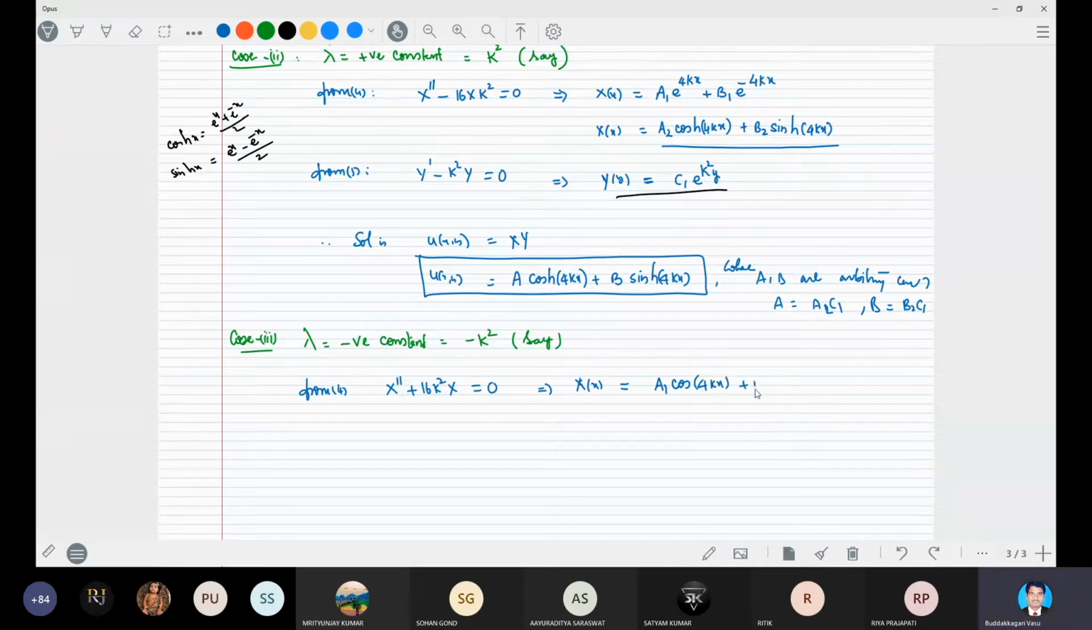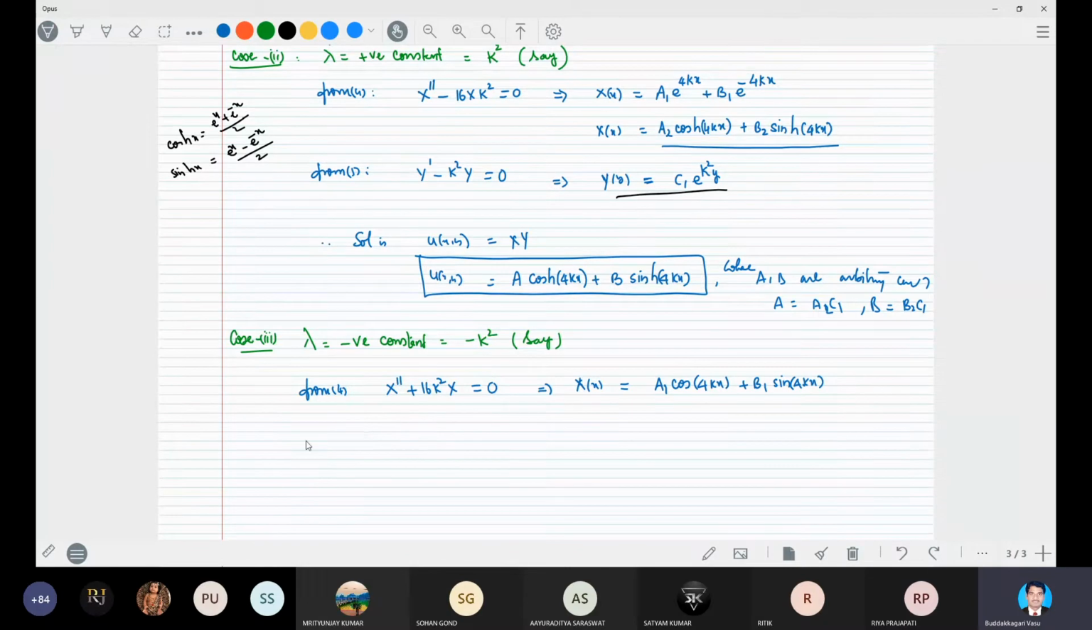Hello, dear students. Yes, sir. Right? What are the roots? Roots are, what is the auxiliary equation? M square plus 16k square is equal to 0, right? This is an ordinary differential equation of order 2 in x, capital X. What is its auxiliary equation? This is capital X. Okay.